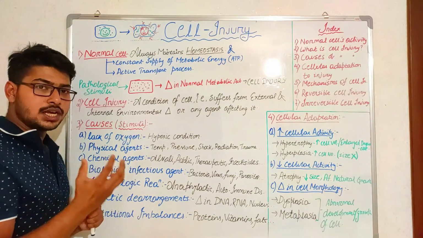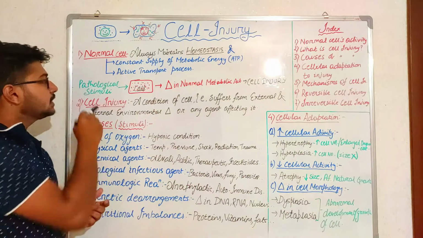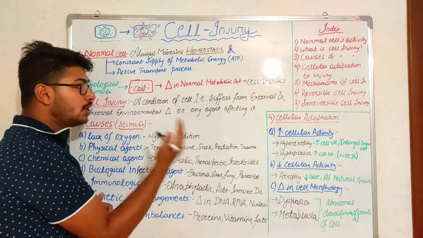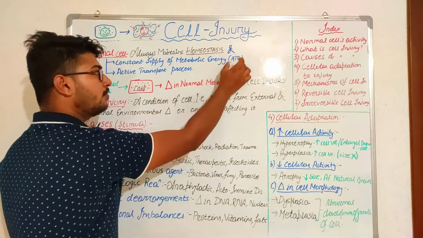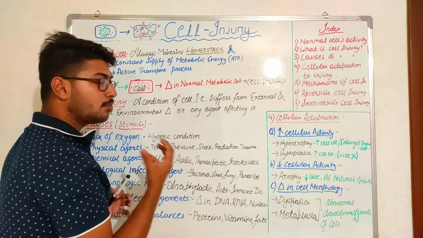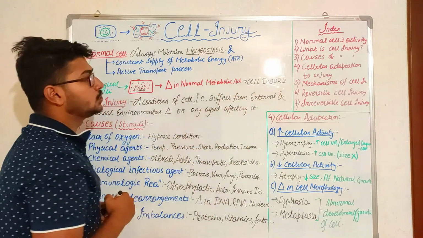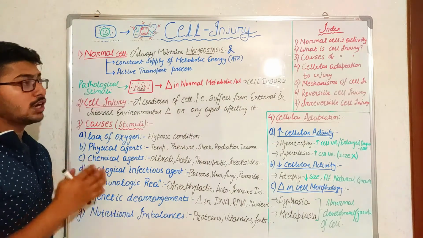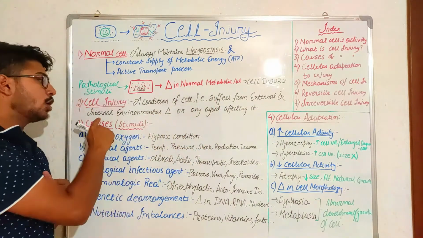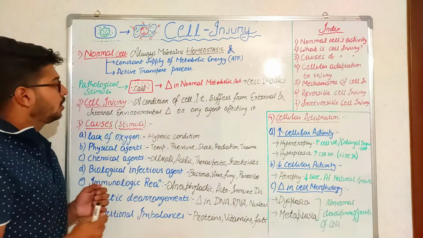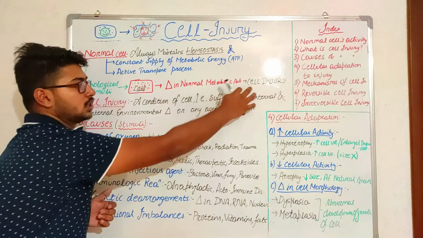Then what happens if a pathological stimulus acts upon a cell? If this is a cell and a pathological stimulus acts on it, that will lead to a change in the normal metabolic activities. The cell cannot perform its actions, or the cell is deprived of metabolic energy, or does not get enough ATP, or cannot perform the active transport process. That will lead to injury of the cell. So now we can define cell injury. It is a pathological condition in which the cell suffers from the external or internal environment and there is a change in metabolic activity, or we can say any agent affecting the cell can cause cell injury.